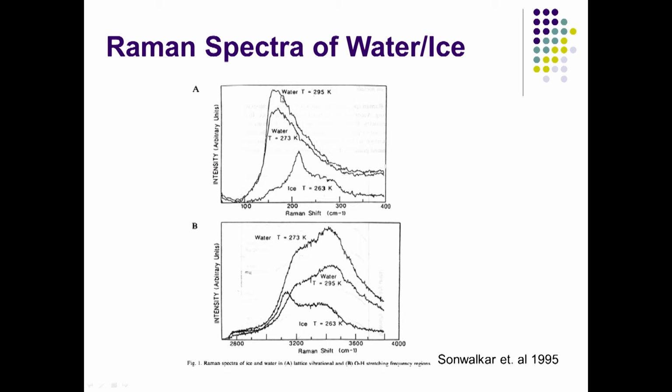So, if you look at this, it is 295 degrees Kelvin, which is the room temperature water. When we cool it, then it goes to 273 degrees, it is still water. When it changes the phase, then you can see spectroscopically there is a peak formation. This peak is at 263 degrees Kelvin, which is 10 degrees below the freezing point.